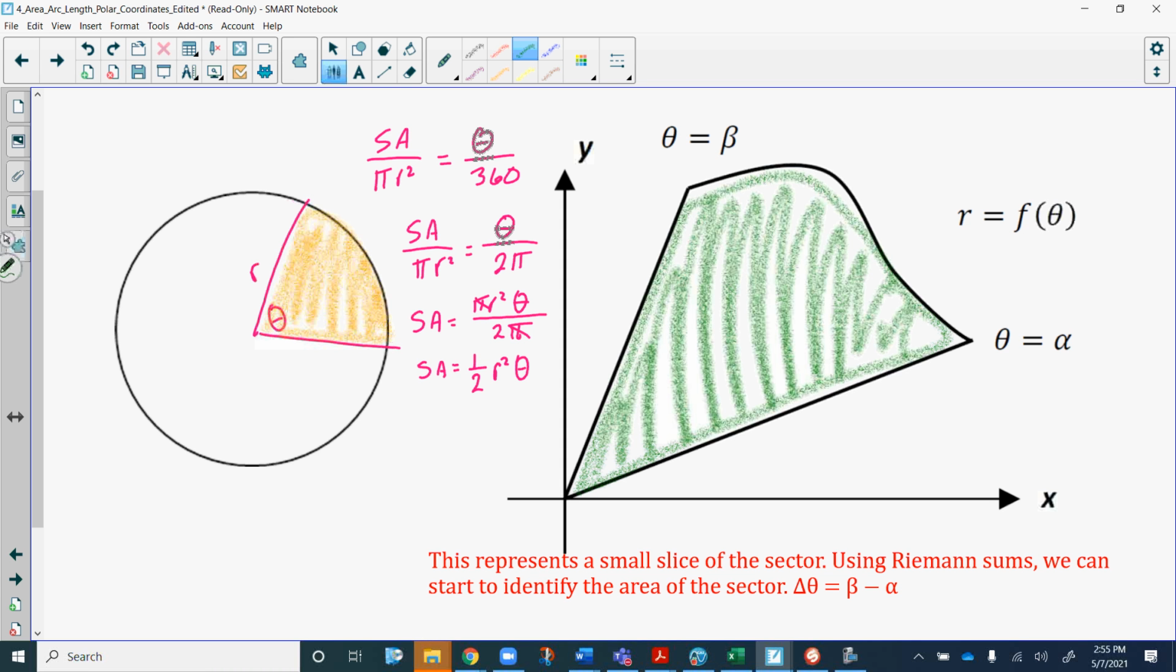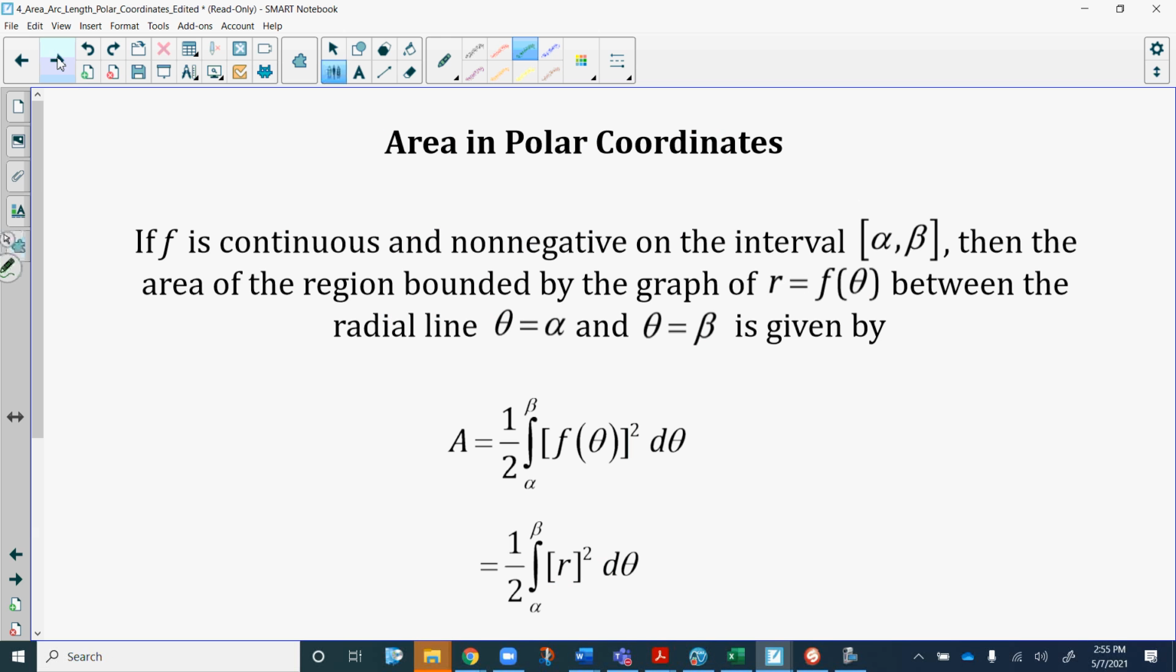In this case, where horizontally with Riemann sums and rectangles we would say delta x for maybe the height of the rectangle, here we're going to have delta theta, the change in the angle from alpha to beta in this case. So what does that mean? What are we actually going to be working with?